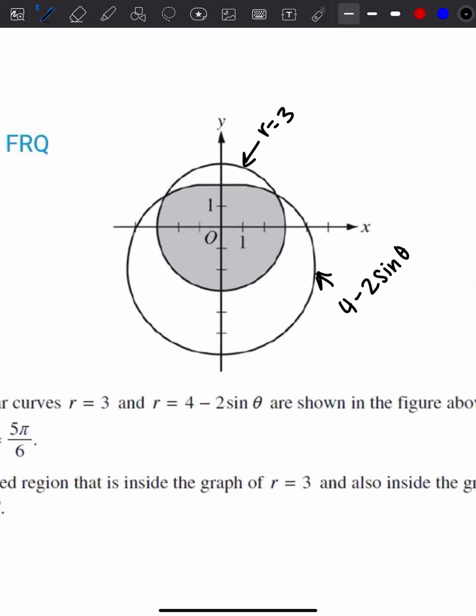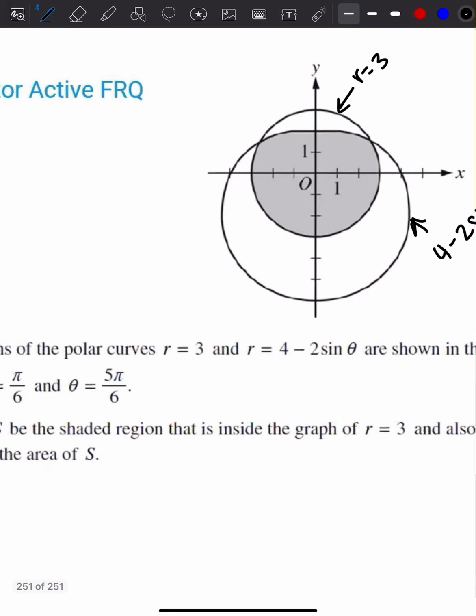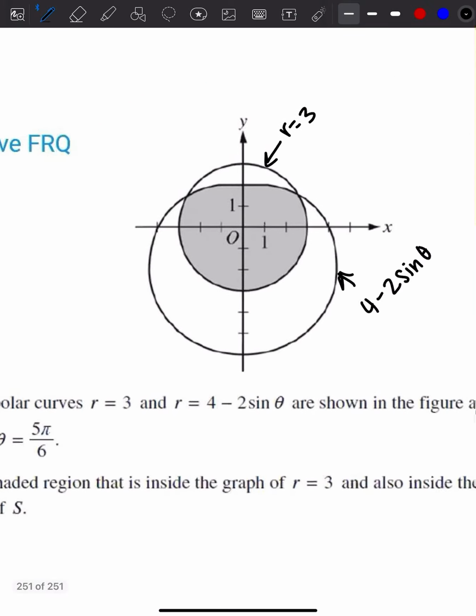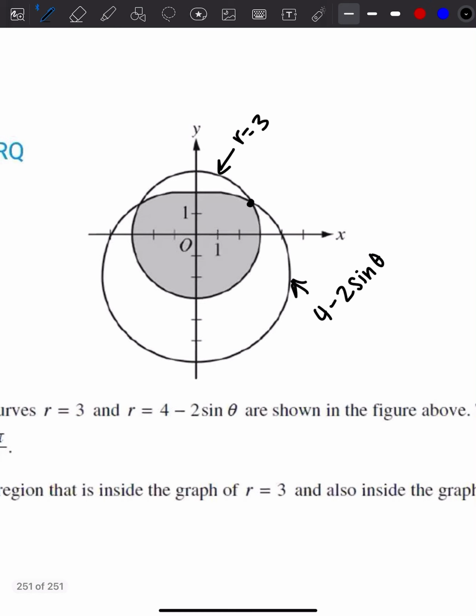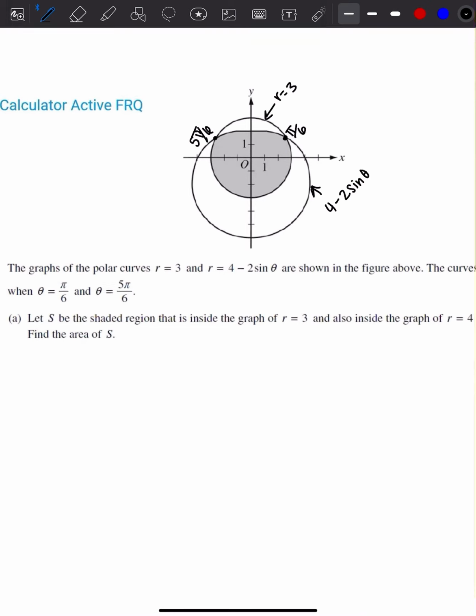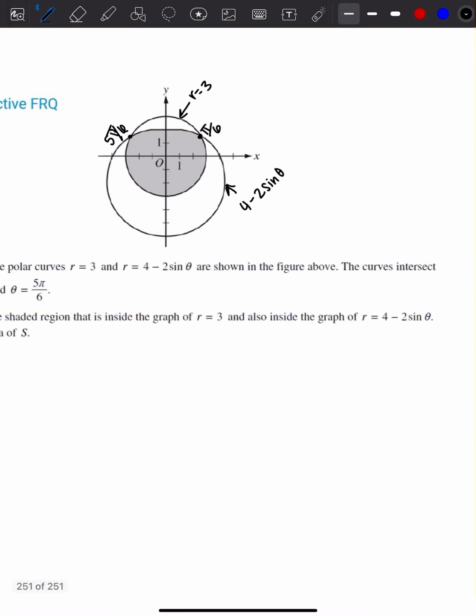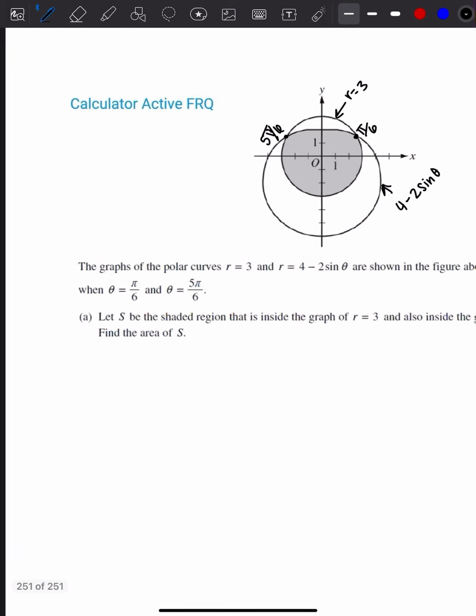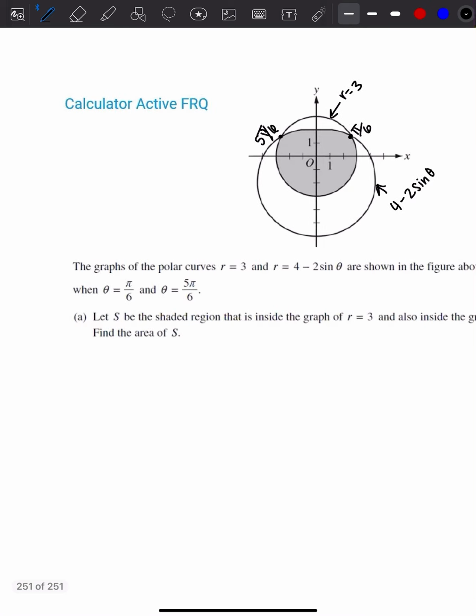I also know that our graphs are intersecting at pi over 6 and 5 pi over 6. So right here is going to be pi over 6, and right here is going to be 5 pi over 6. Let S be the shaded region that is inside the graph of r equals 3 and also inside the graph of 4 minus 2 sine theta. Find the area of S.